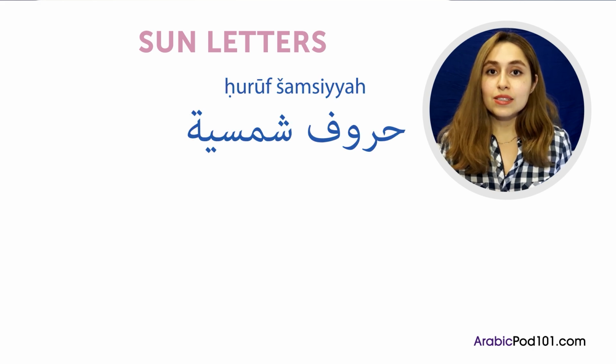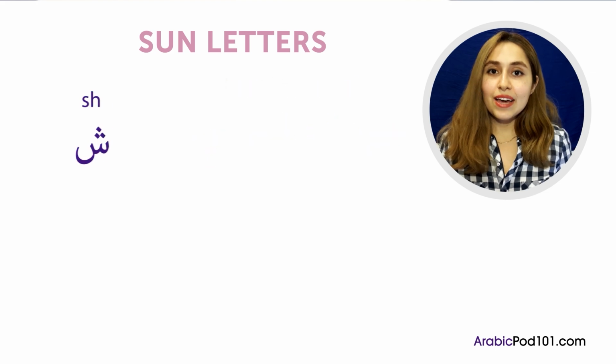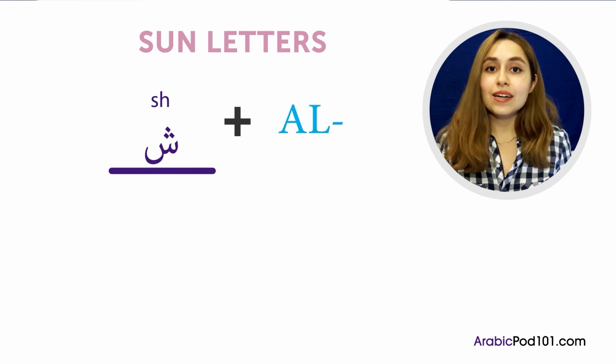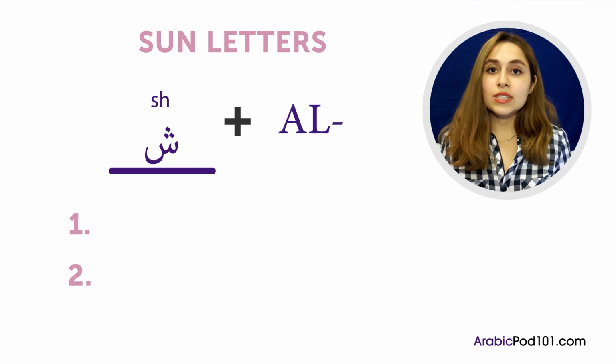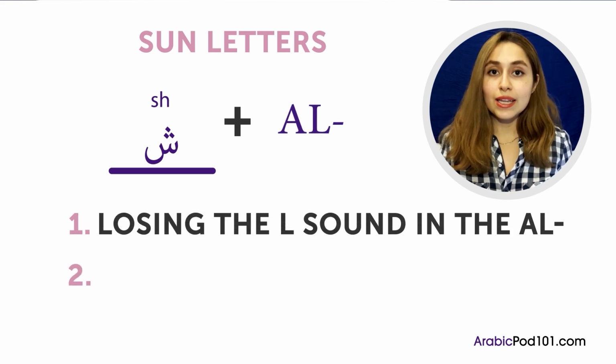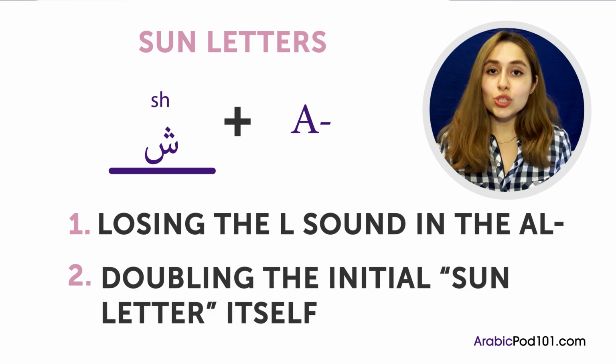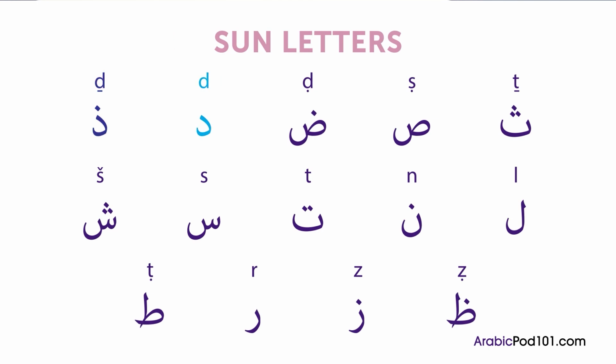حروف شمسية. Because the letter sheen at the beginning of the word shams, meaning sun, is itself a sun letter. Having a sun letter after the definite L will result in two things: losing the L sound in the L and doubling the initial sun letter itself. Sun letters are ذال, دال, ضاد, صاد, ثاء, شين, سين, تاء, نون, لام, طاء, راء, زاي, ظاء.